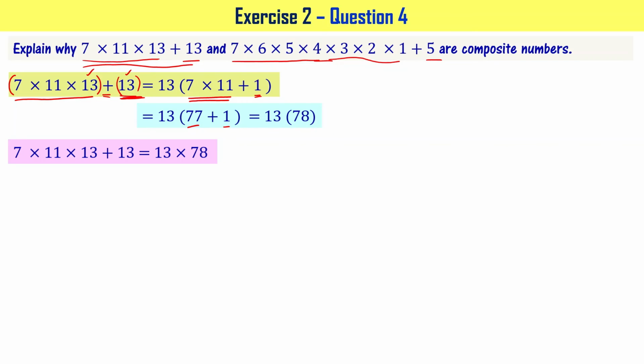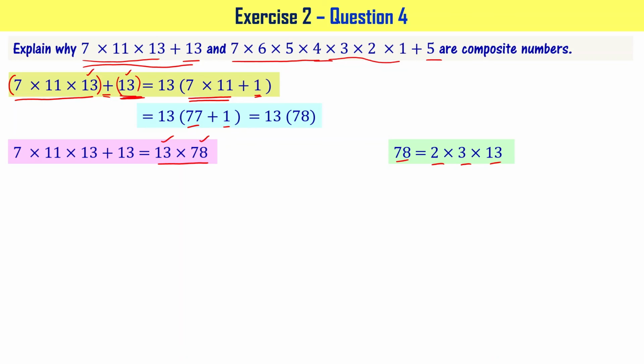So now I can write the given number as 13 times 78. You can see here 13 is one factor and 78 is one factor. You can have even one more factor like number 1. Means it has more than 2 factors, right? That's why we can say that it is a composite number. In other words, I can write 78 as 2 times 3 times 13, right? 2 times 3 times 13 is 78.